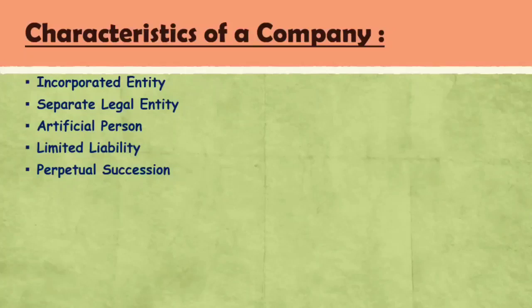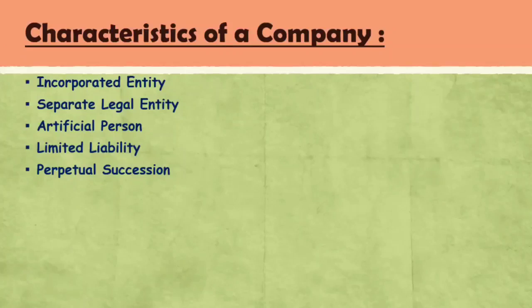Next comes perpetual succession. See, once a company is registered as per the provisions of the Companies Act, it continues to exist till it is finally wound up as per the provisions of the Act. Okay. For example, see, after the death of members, the shares are transmitted to their legal representatives who will then assume the membership of the company.